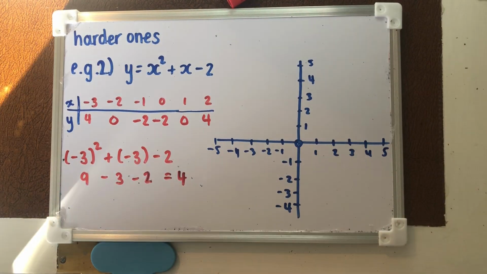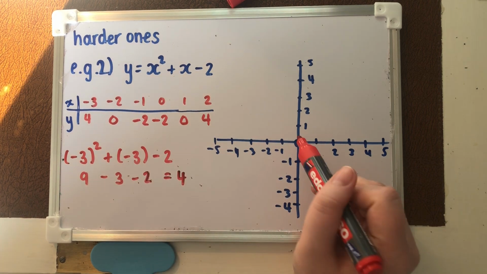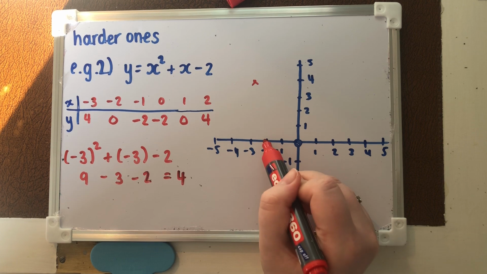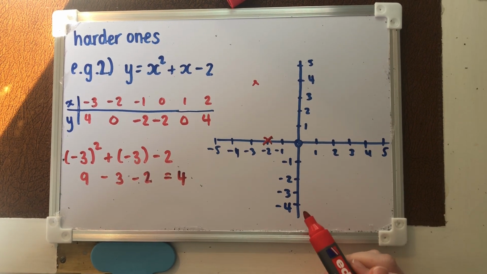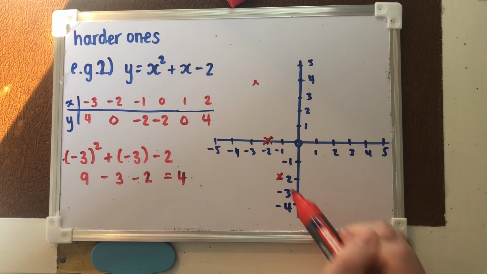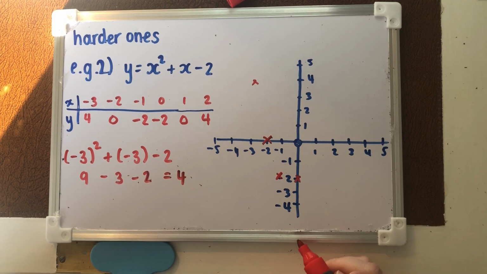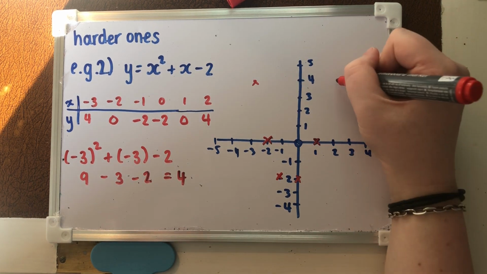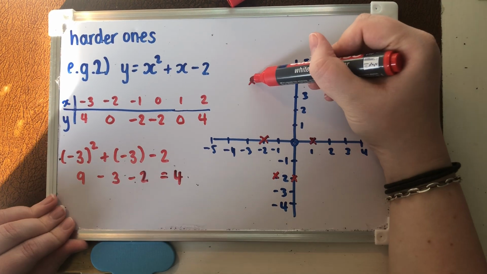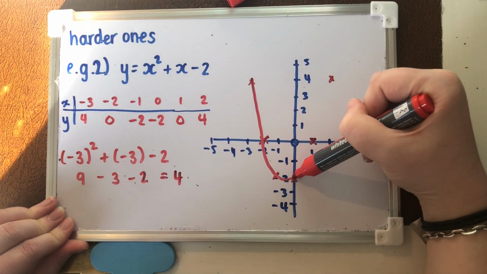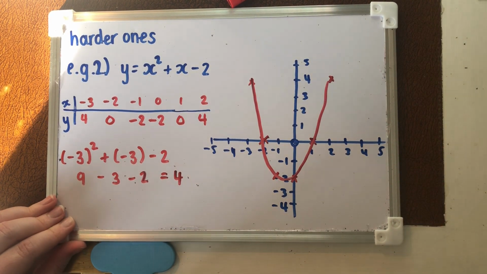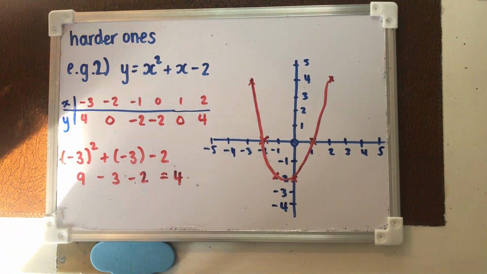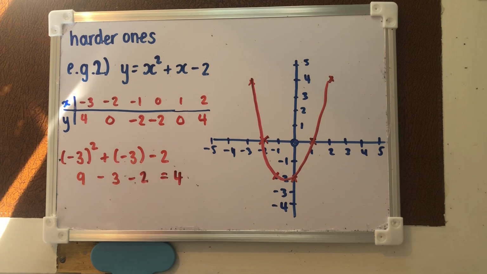Then we can plot it. So -3, 4 is up here, -2, 0 on the axis, -1, -2, so it'll be down here, 0, -2, 1, 0, 2, 4, and again, connect the points like that. Either way, it doesn't matter whether you do it in your head or on a calculator, that's how you do these sorts of questions.